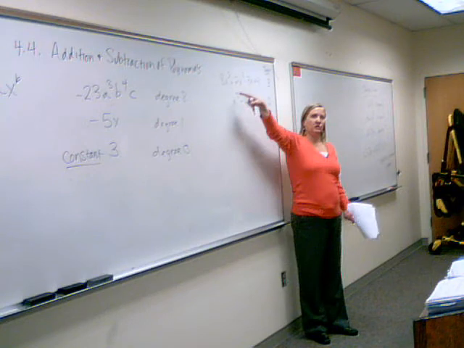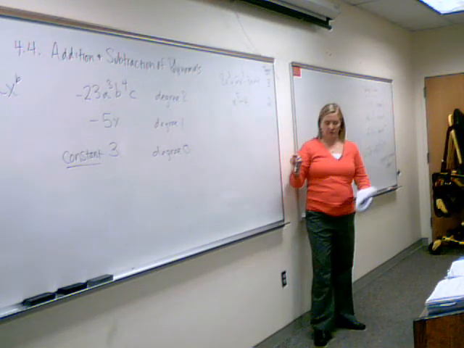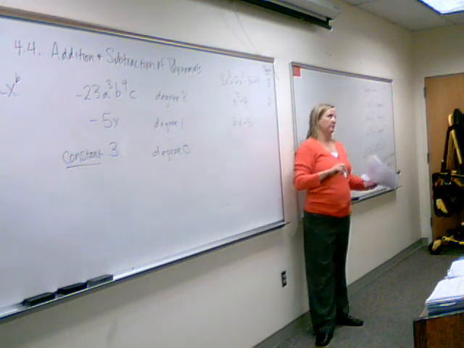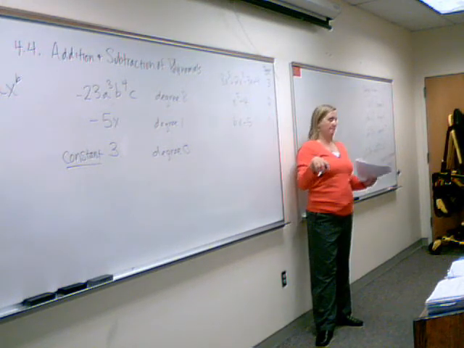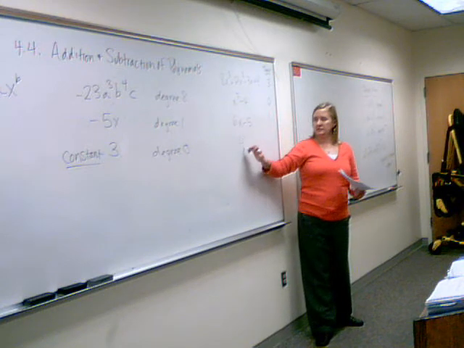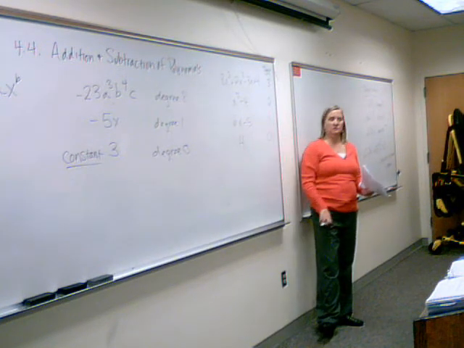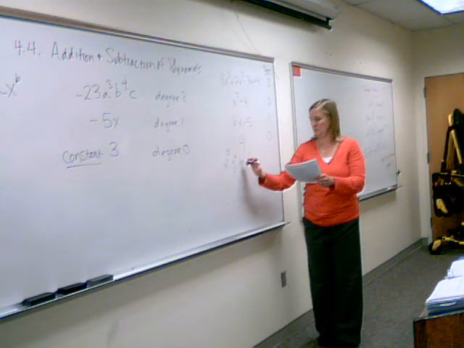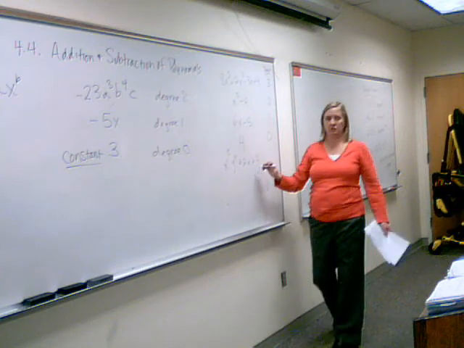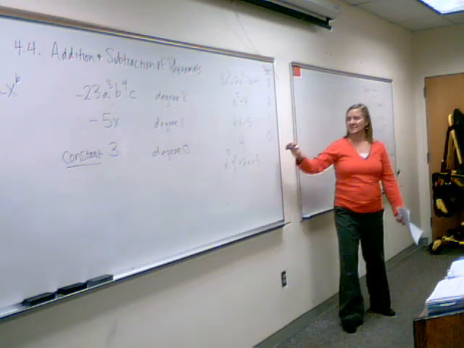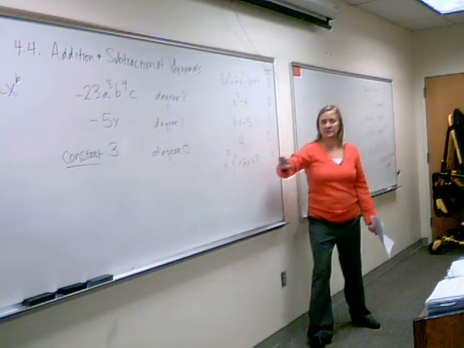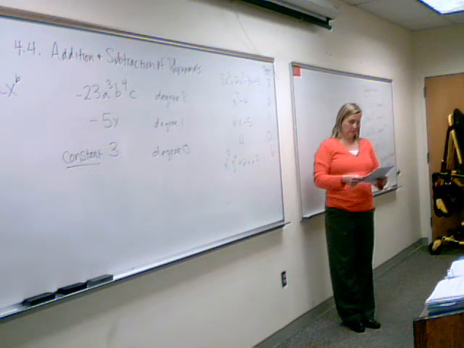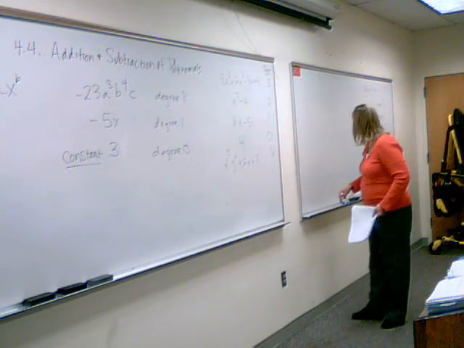What kind of polynomial is this one? Binomial. Good. What degree is this one? 1. And it's a binomial. What degree is this? It's a constant. It's a constant with degree 0. And what is the degree of this one? 6, because the highest degree term is 6. And what kind of polynomial is it? Trinomial. Good.